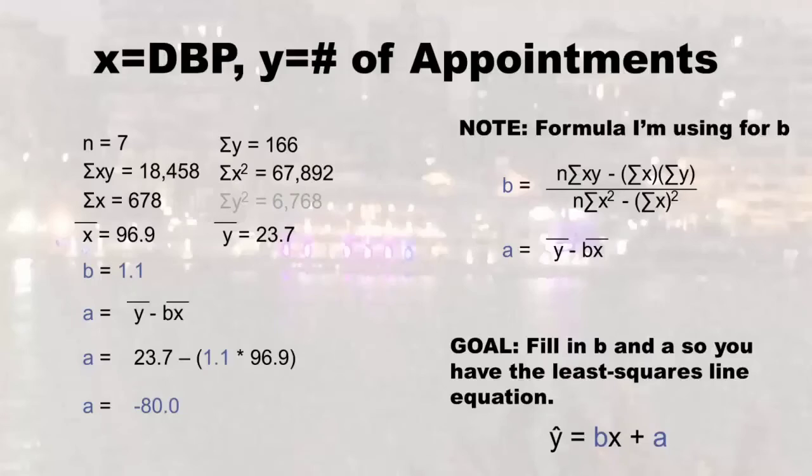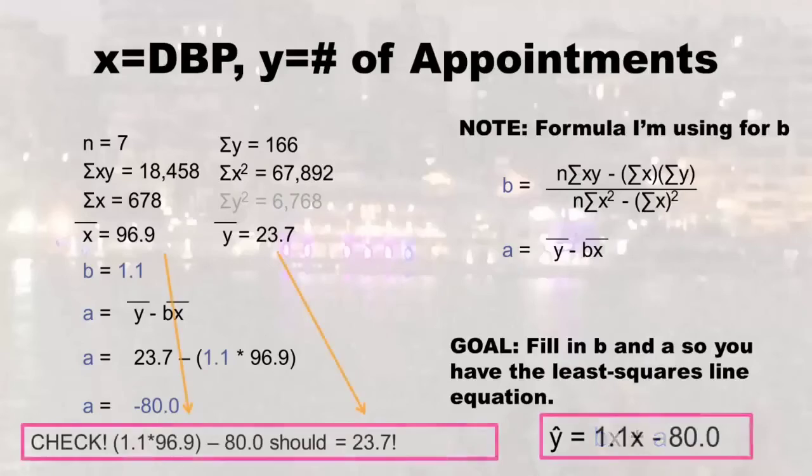And remember how I was saying sometimes you get a negative A? Well, we got negative 80 for A. All right? So we got our B, we got our A, and let's go. Now, if you want to check your work, this should work out, right? You should be able to take the B times the X bar, which is 1.1 times 96.9, minus 80, the A, and you should get 23.7. So if that works out, then you know you did everything right.